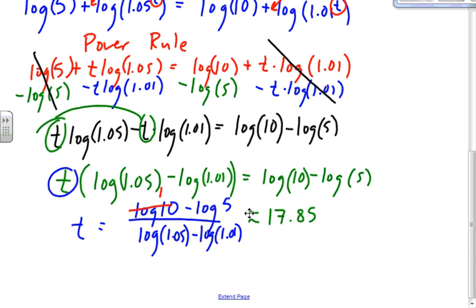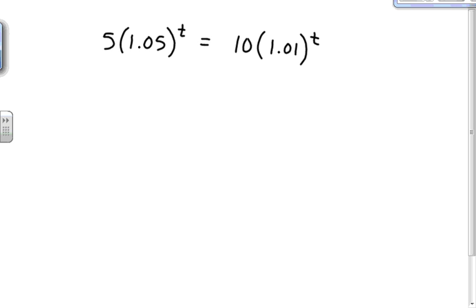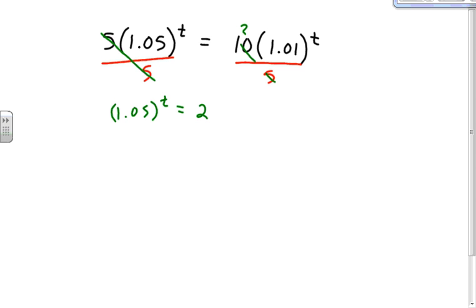Let's take a look at version 2, where instead of taking the logs of both sides first, we divide first. So here's our original equation. Let's divide both sides by 5. So let's divide this side by 5 and this side by 5. Of course, that cancels out my 5's here. I'm left with 1.05 to the t equals 2 times 1.01 to the t.